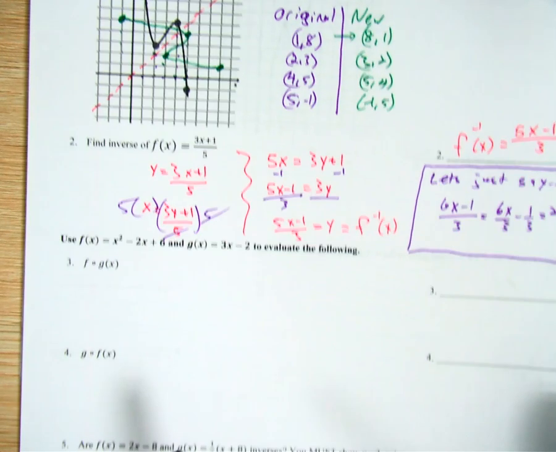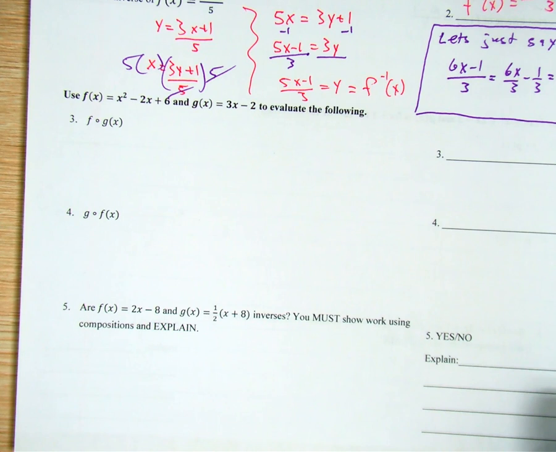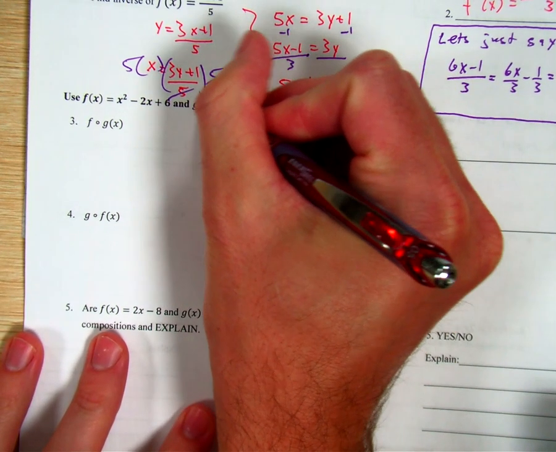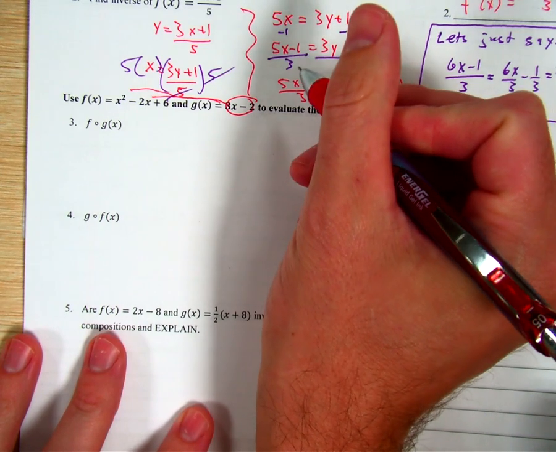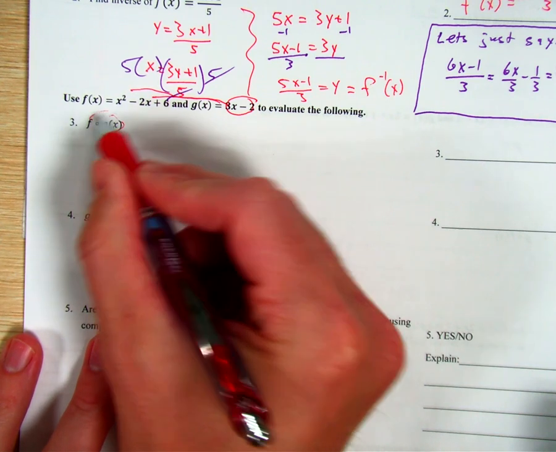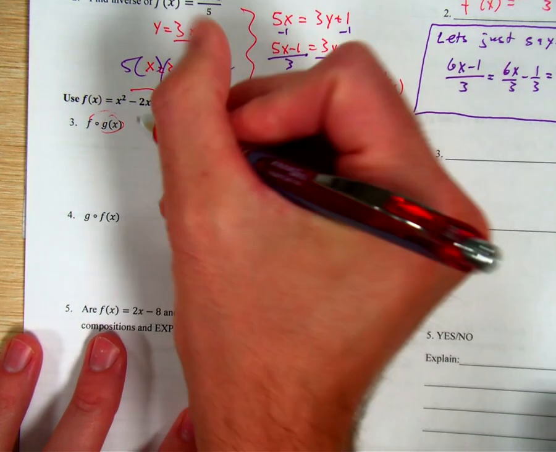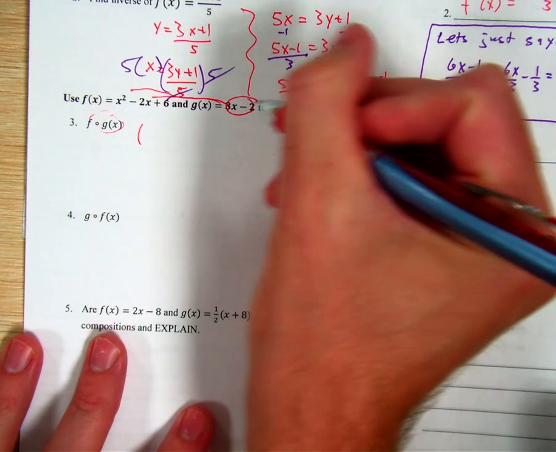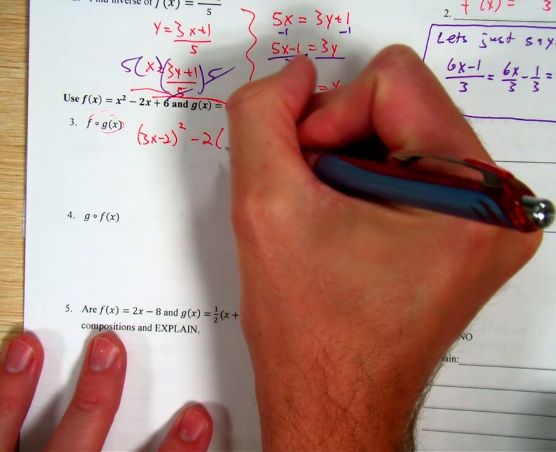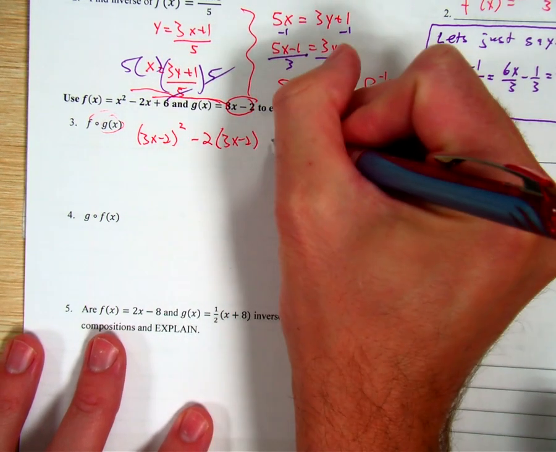Composition of functions, f of g, g of f. Let's see what we got. f of g of x, we're going to put this into those. f of g of x, read it left to right, do it right to left. We're putting the g of x equation into the f one. So we're going to have (3x minus 2) squared minus 2 times (3x minus 2) plus 6.